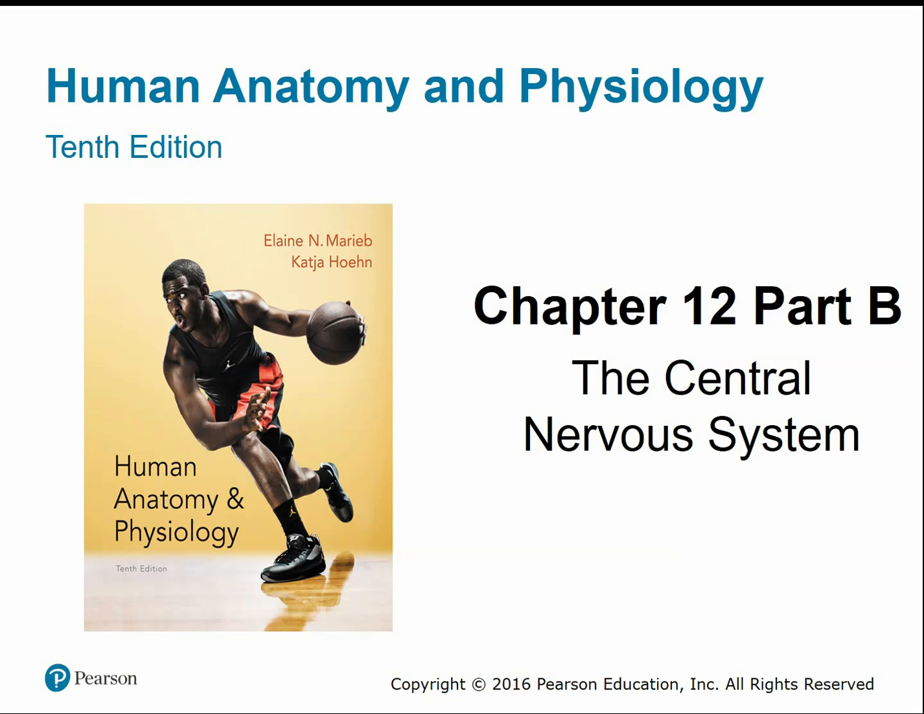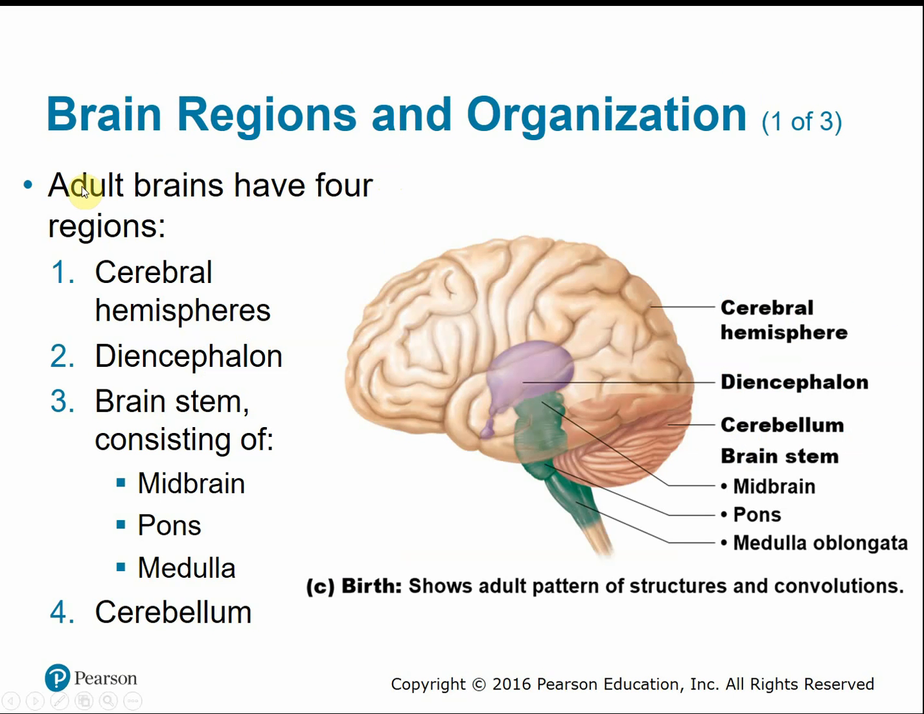This is Chapter 12, Part B on the central nervous system. So we said that the adult brain has four major regions. The cerebral hemispheres make up the outside surface of the brain, the diencephalon, shown here in purple, the brain stem, here in green, consisting of the midbrain, the pons, and the medulla, and then the cerebellum, the bottommost dorsal region of the brain.